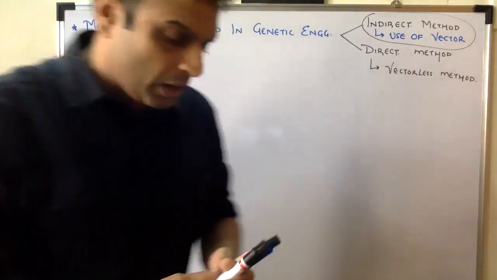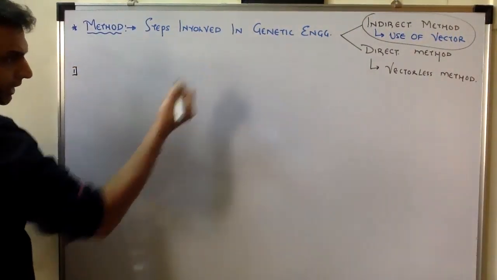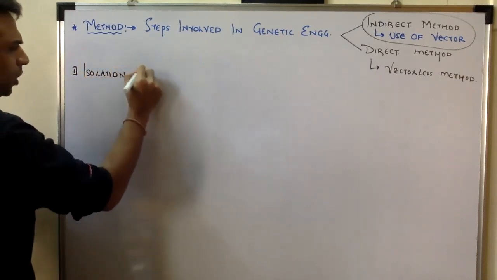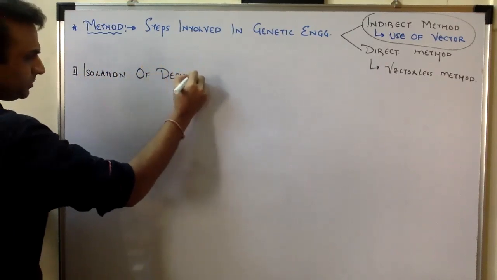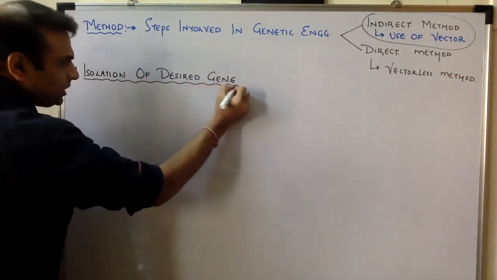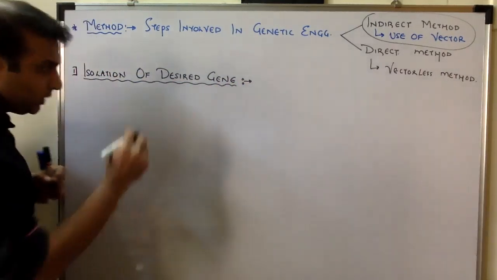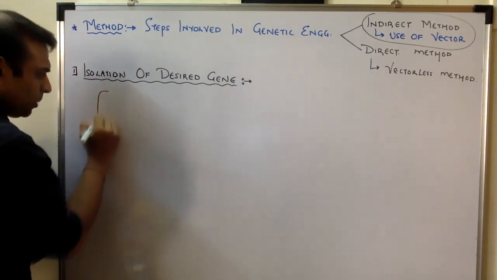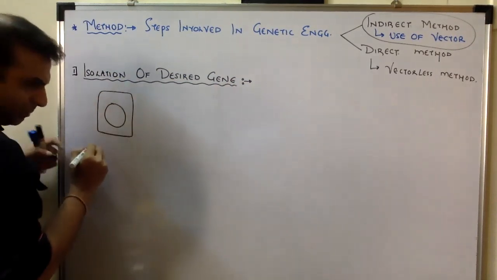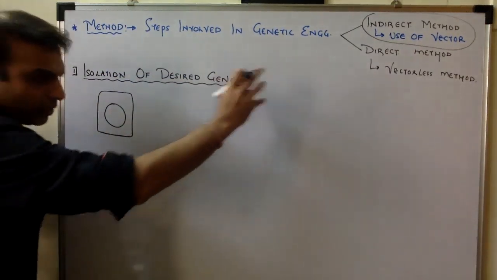Very clear? So now let's start with the indirect method. The first step in the indirect method is isolation of the desired gene. When I use the word isolation, isolation basically means separation. So let's see how we do this. Listen carefully. Suppose I have taken this cell, let us consider we took chromosome number 11 out of the cell, and they need the insulin gene.